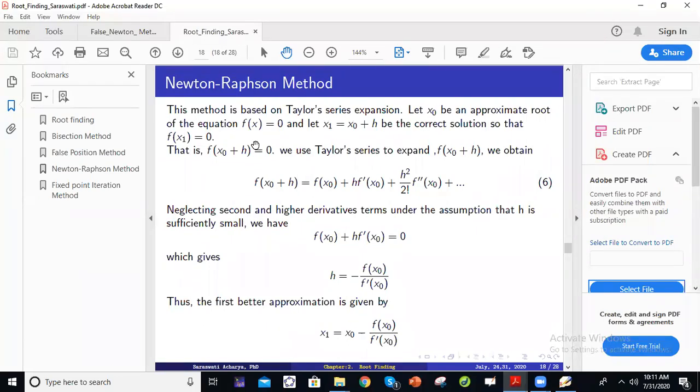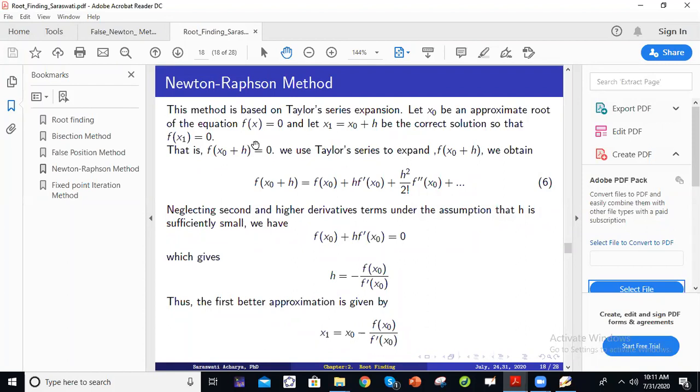Okay, this method is based on Taylor series expansion. Here we have only one initial case. Let x0 be an approximate root of the function f of x equals to 0. This is the initial case. In bisection and false position method, we need two initial cases, but here we have only one initial case of the equation f of x equals to 0.